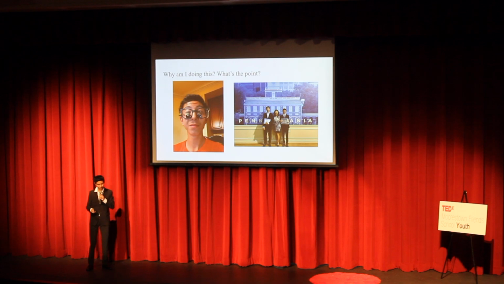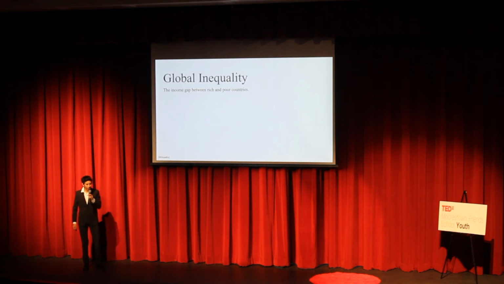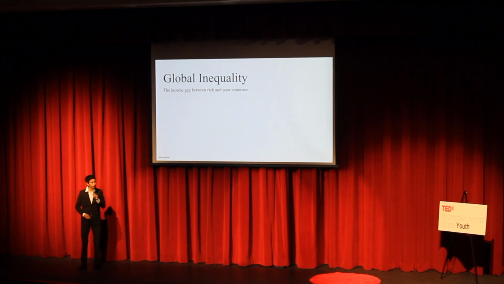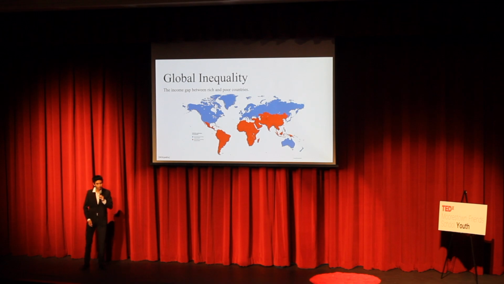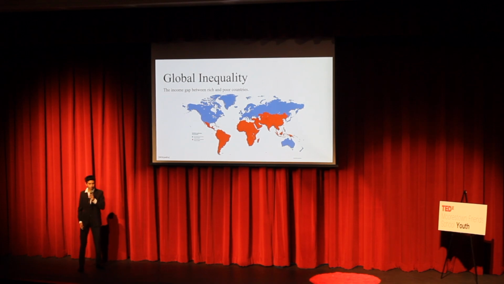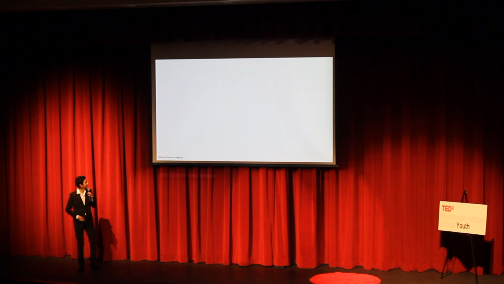So I want to start by defining global inequality. Global inequality is the income gap between rich and poor countries. Although the definition of rich and poor countries is still debated, I will be referring to developed countries as the global north, which you can see in blue here, and developing countries as the global south, which would be in red. So now that we know what global inequality is and what the global north and global south are, let's see what it looks like visualized.